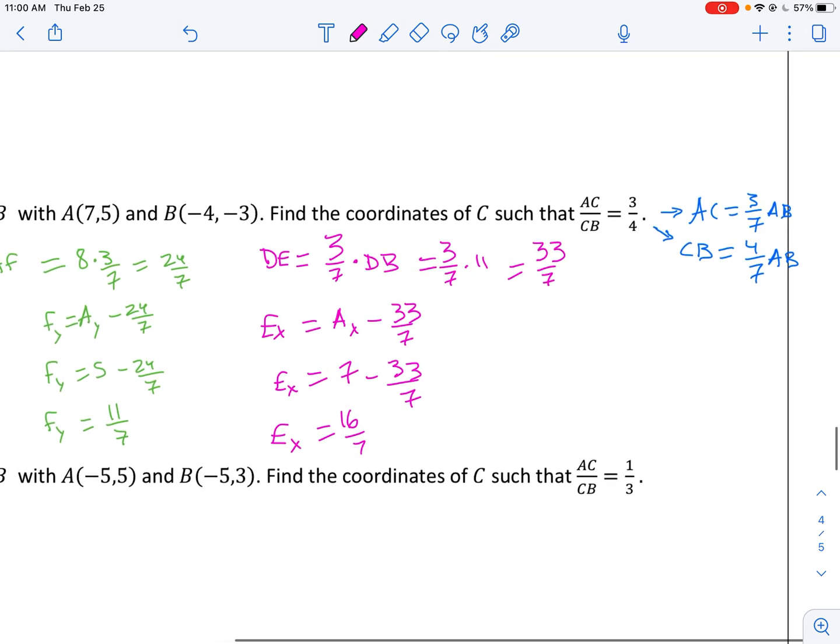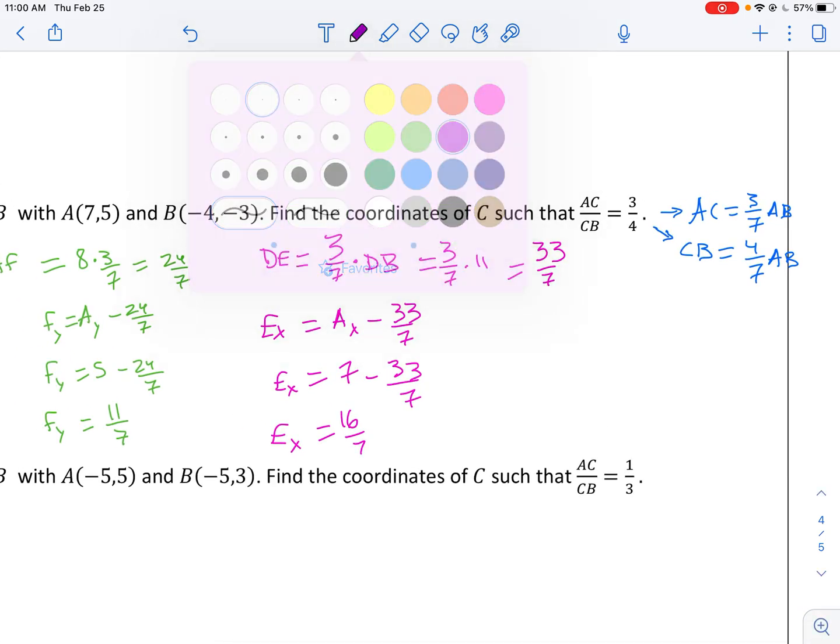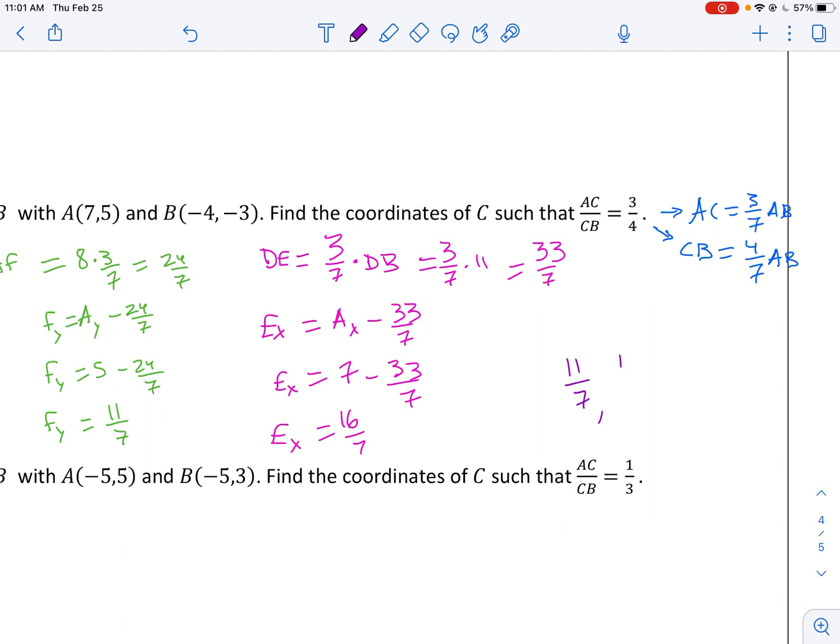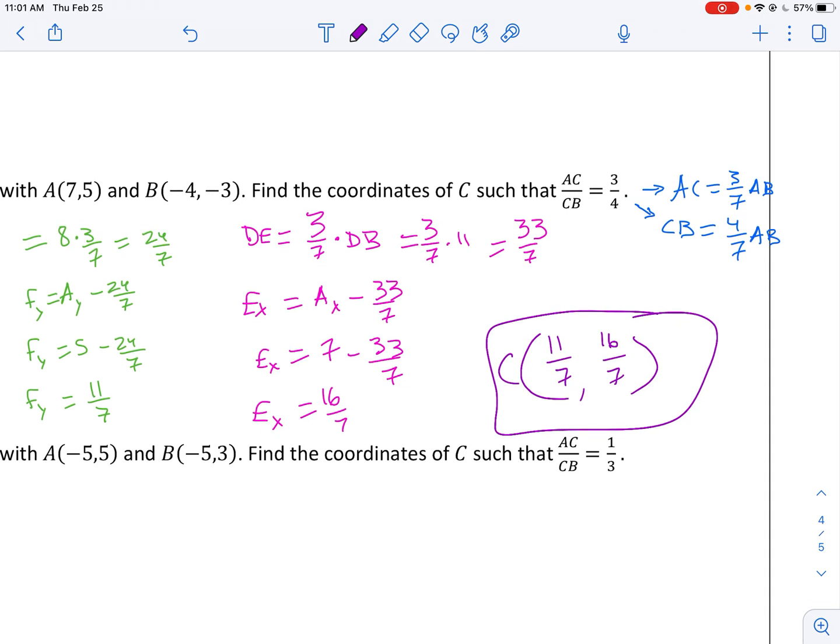So hooray, we got the two points. All together now, it makes 11/7 and then 16/7 are the coordinates of C. And if you convert that to decimal, you're looking at 11 sevenths is 1.57, and the x-coordinate 16 sevenths is 2.29. Oh, 2.29. Ugh. As your coordinates there. So there you go, fractional or decimal numbers.